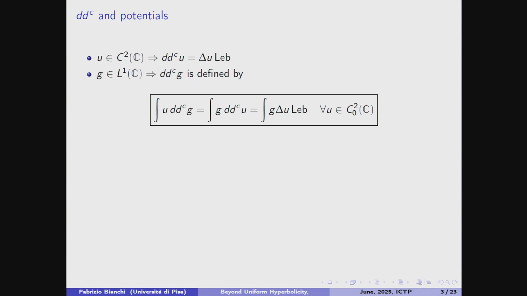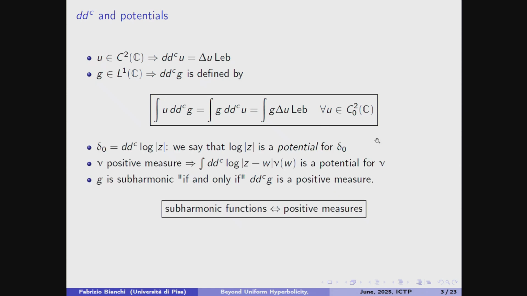So I take a C2 function with compact support, and essentially by Stokes, I define the DDC of g by duality with this one. Now, the example to have in mind is the complex Laplacian of the function logarithm of |z|. This function is harmonic outside of the origin, and it is the fundamental solution of the Laplacian. So the measure is the delta at 0. I will also define a name for later: we say that log|z| is a potential for delta at 0. So now we have a measure and its potential.